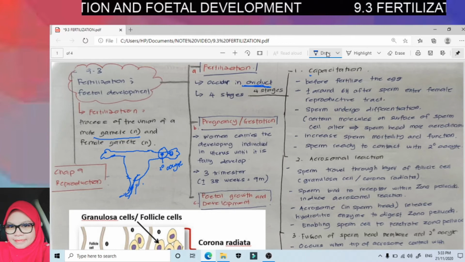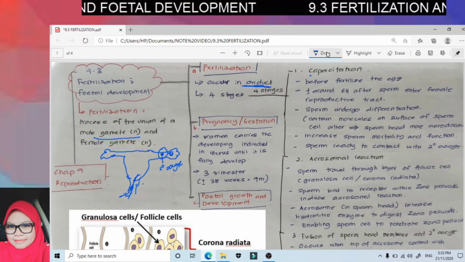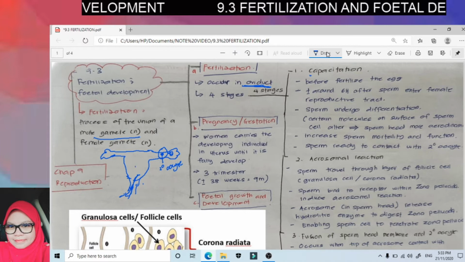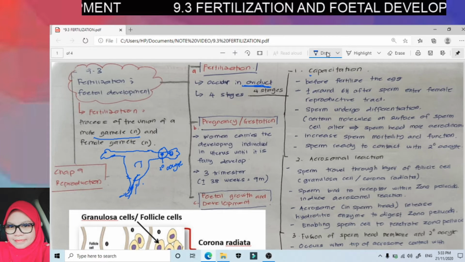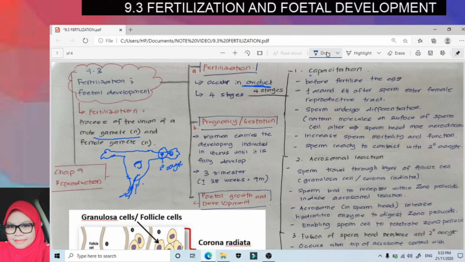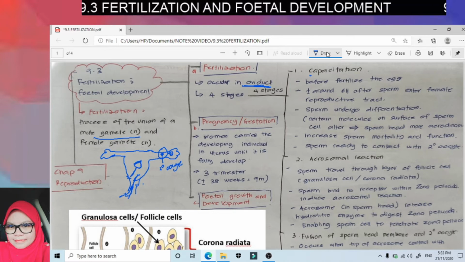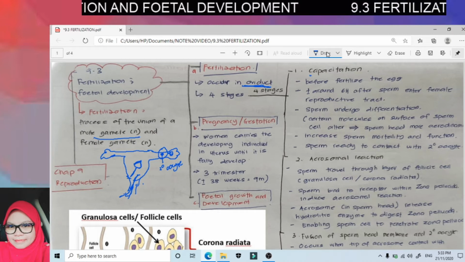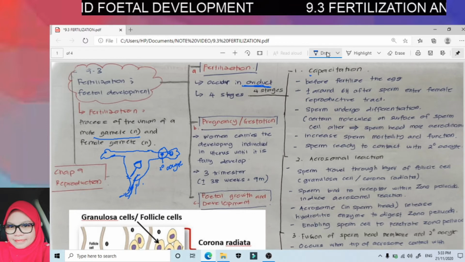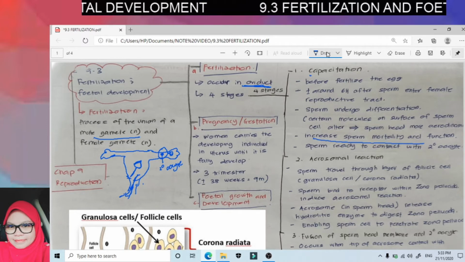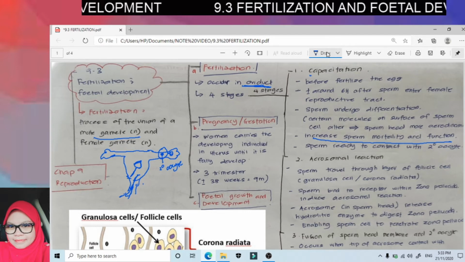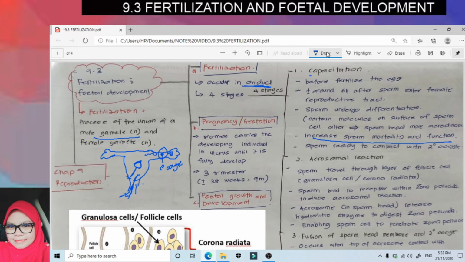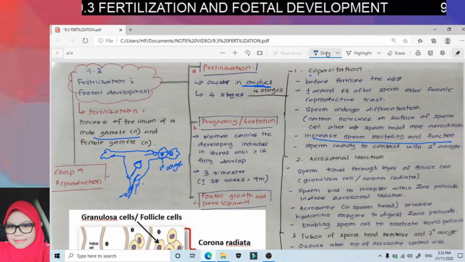Along this journey, the sperm itself may undergo differentiation. The structure of the head becomes more aerodynamic, so that it can swim faster to meet the secondary oocyte. This is important to increase sperm motility and function. Now the sperm is ready to contact the secondary oocyte.